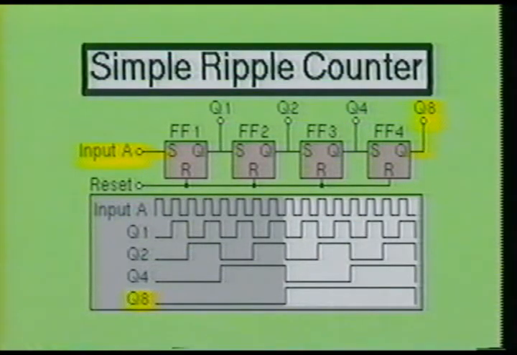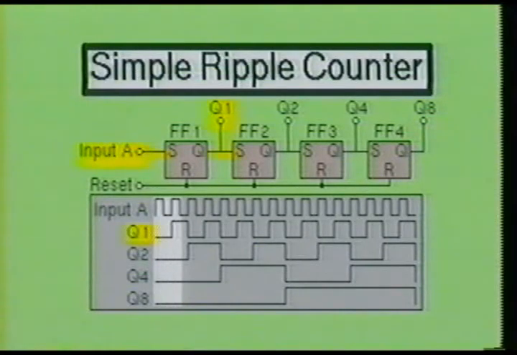And finally, since flip-flop 4 is controlled by flip-flop 3, it will also produce a high output. The duration of this high output will be for one complete on-off sequence of flip-flop 3. Therefore, flip-flop 4 will stay on for 8 complete clock pulses.